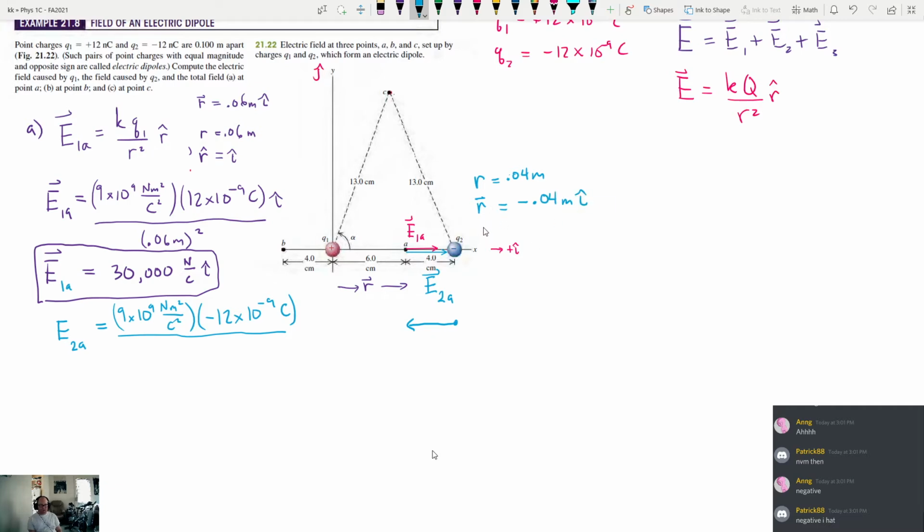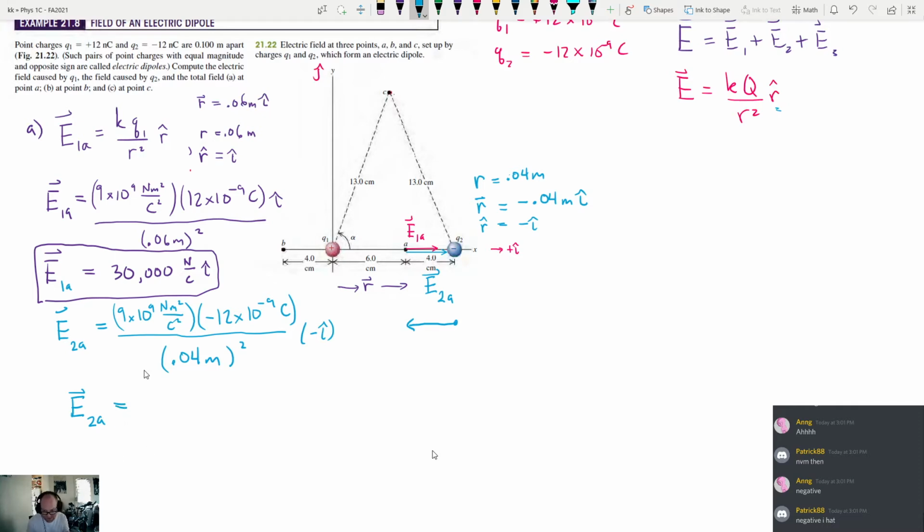Okay, so what is R hat now? Well, we just divide R over R, and we're going to get negative I hat, right? So we have negative I hat. That's the R hat. Then we just divide by the magnitude, which is 0.04. And we have to square that, of course. This gives us the answer for E2A. So it's the electric field created by charge 2 at point A. That's why we're using that notation.